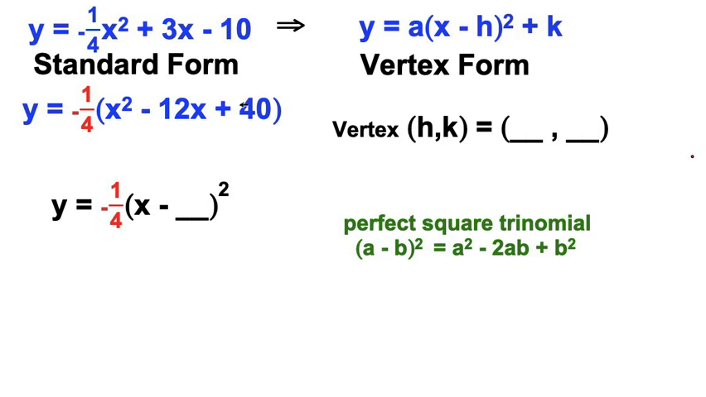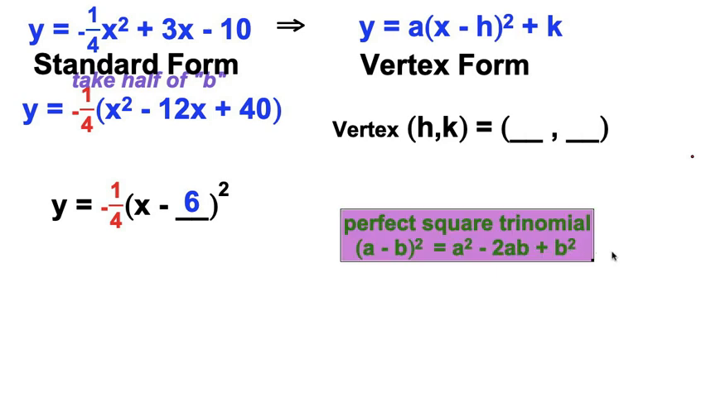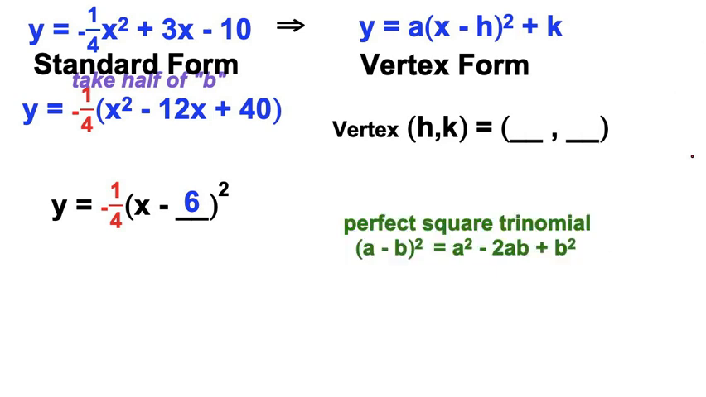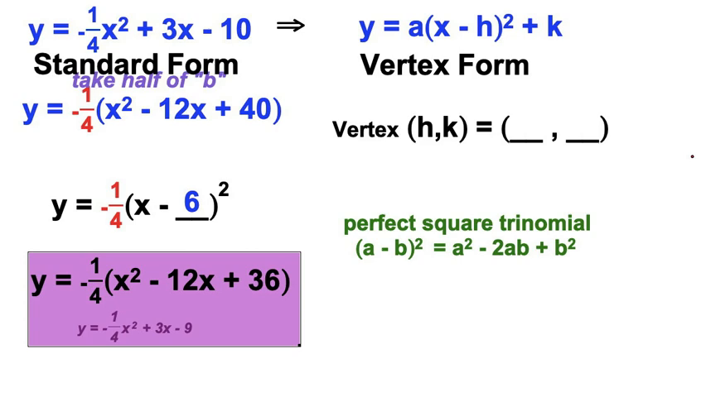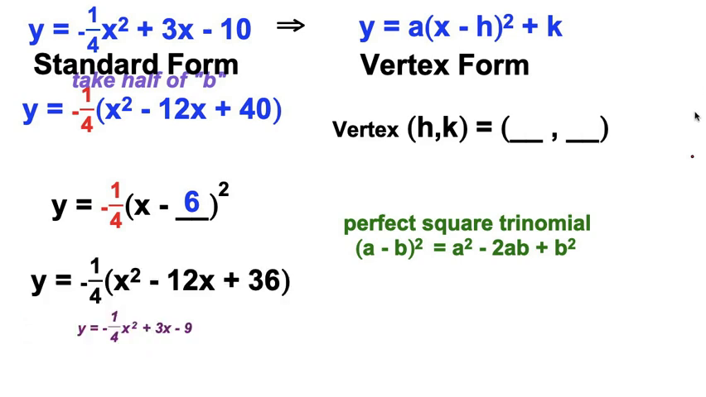And piece of cake, because we all know that half of 12 is 6. It's going to be negative. And we know this form of the perfect square trinomial. 6 squared is 36. When I expand that, that's what I've got.